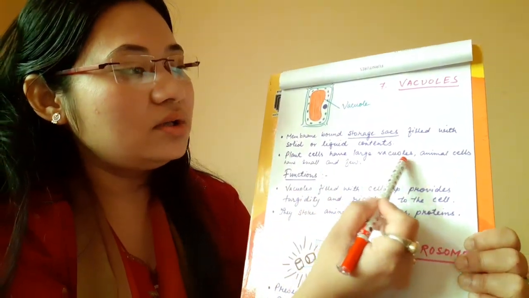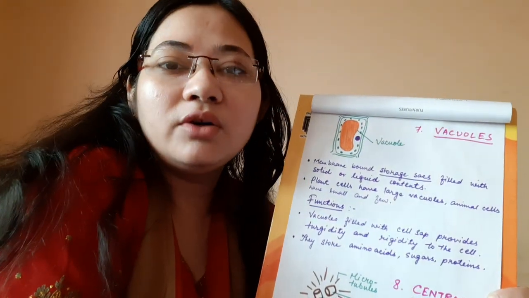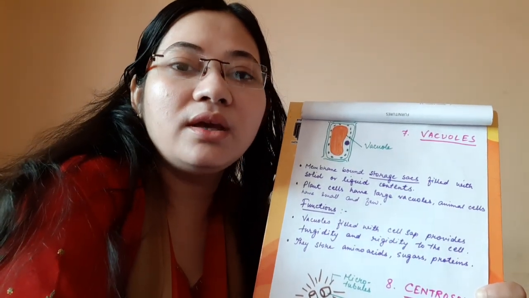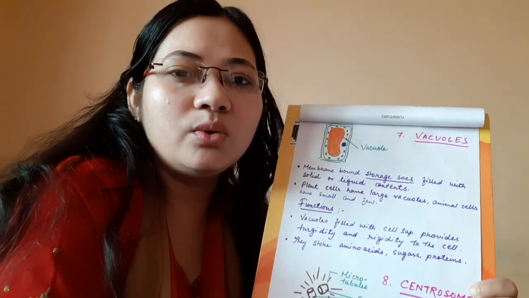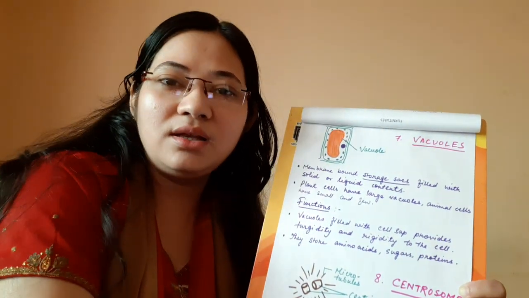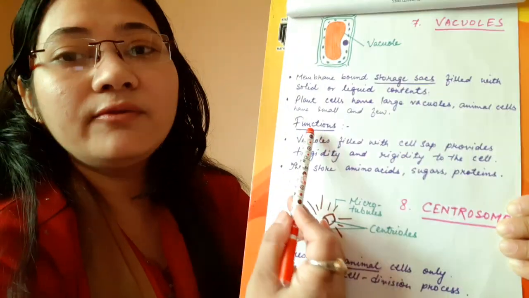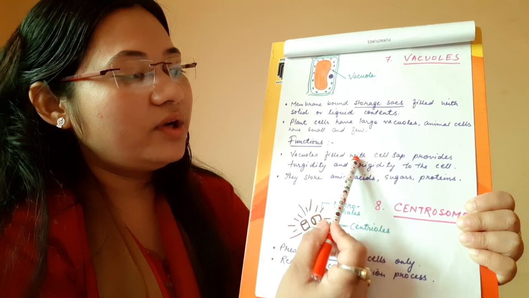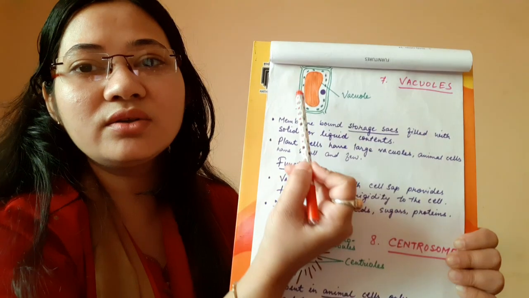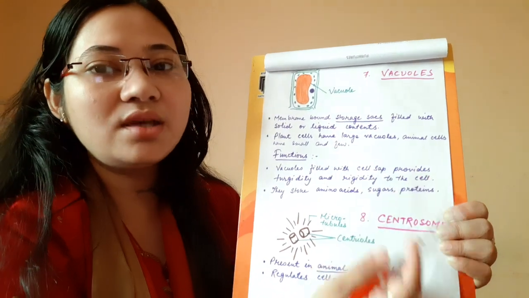Plant cells have large vacuoles, animal cells have small and few vacuoles. This is a very important point to differentiate vacuoles among plant and animal cells. In case of plant cells, there are usually one or two big vacuoles filled with cell sap. But in case of animal cells, there are just a few small vacuoles. Let us see the functions of vacuoles. Vacuoles filled with cell sap provide turgidity and rigidity to the cell. So they make the cell turgid and rigid.